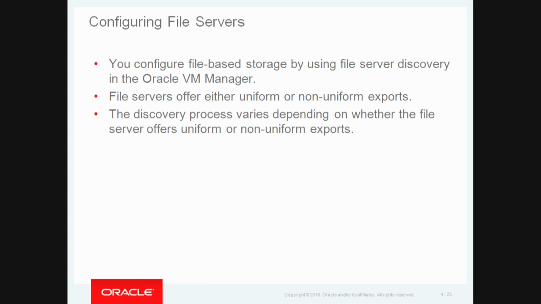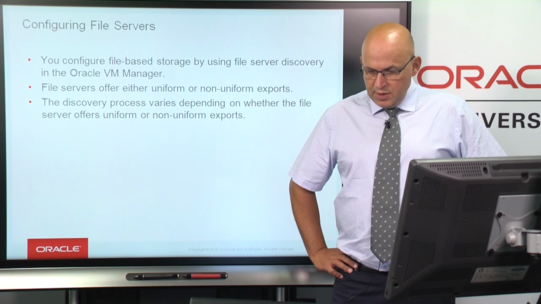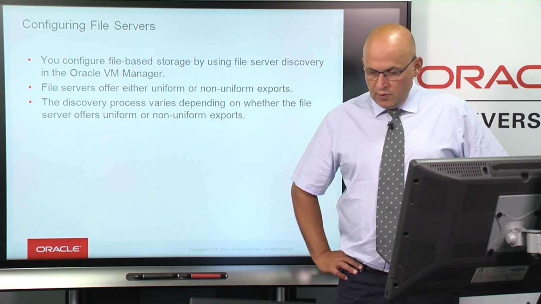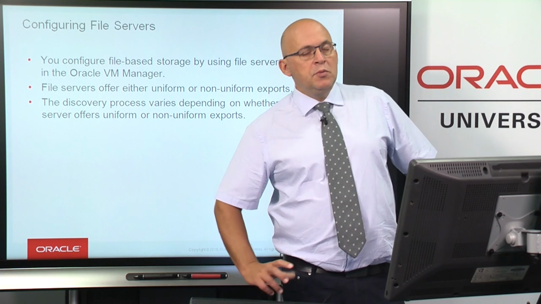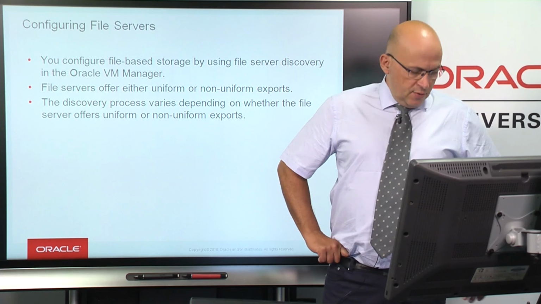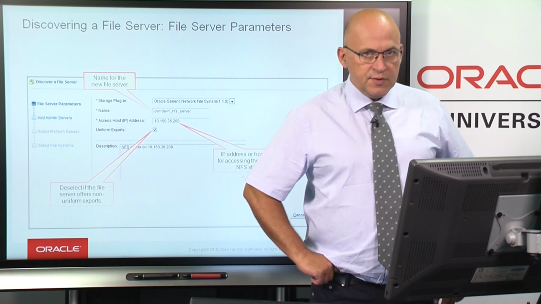If a file server is presenting, let's say, the same exports to all the server pools of your systems, then it is working as uniform, okay? And if the file server is exporting different exports to different server pools, then it's non-uniform, okay? We will see that uniform or non-uniform implies that you have to perform some additional configuration steps. And we will have the details just after, in these slides.